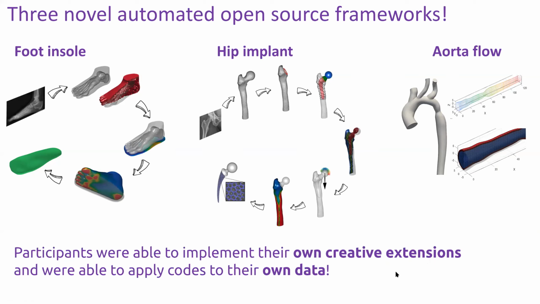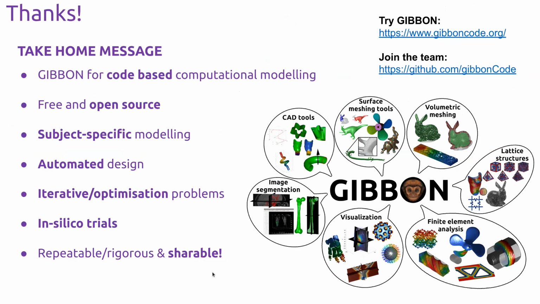One of the strengths that was common throughout each example is how these automated pipelines can be used for iterative and optimization procedures, and that it makes it possible to run in silico trials. And importantly, by the nature of the setup, the study will be repeatable, rigorous, and shareable. And the best thing is that it's a free and open source pipeline, ready to be used and contributed to by the community.